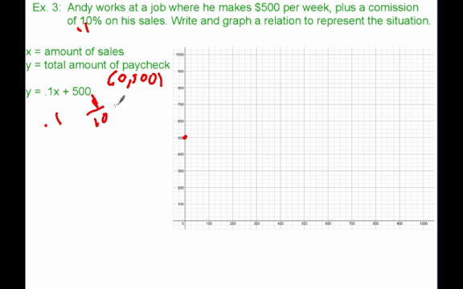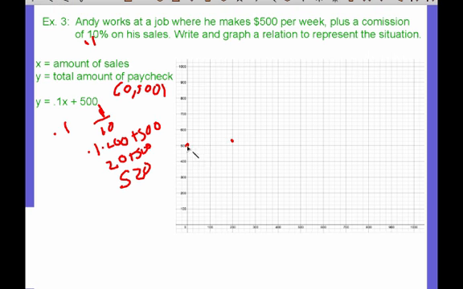So if I plug in, say, 200 here, let's figure out how much Andy would make for $200 in sales. That'd be 0.1 times 200 plus 500. Well, 0.1 times 200, that's 20 plus 500. That's $520. So at 200, Andy is at $520, which is right there. Okay, so now I need to just draw my line. This is an equation, so it's obviously a solid line, and it just goes like that. All right, so this is how I would graph it.